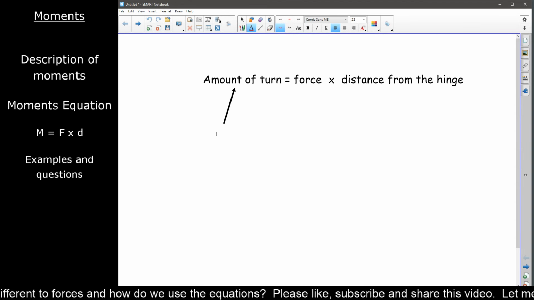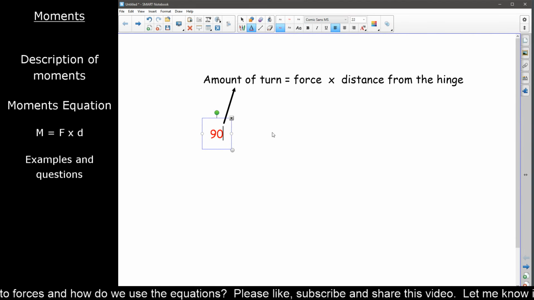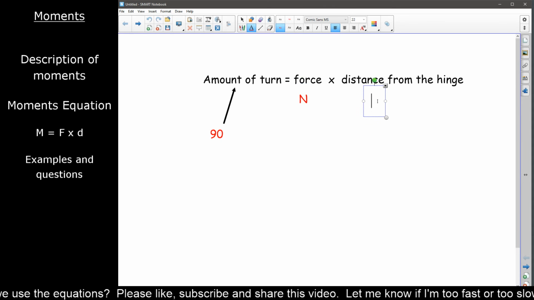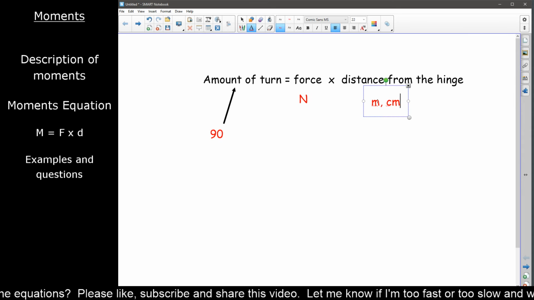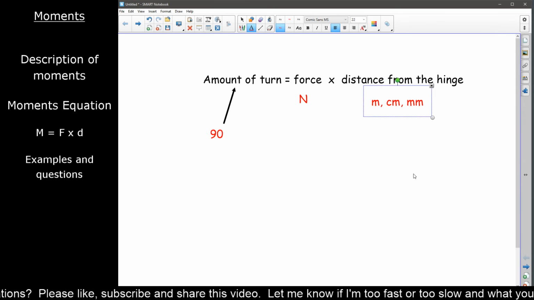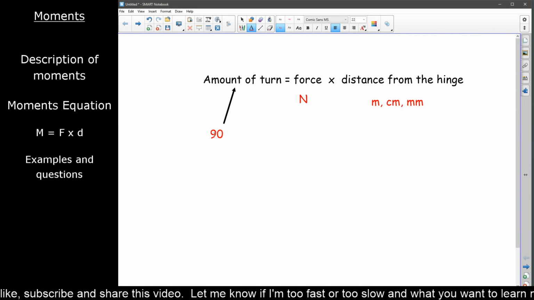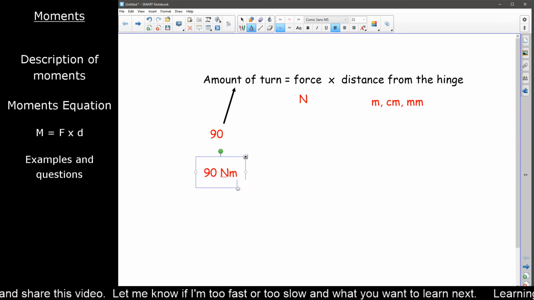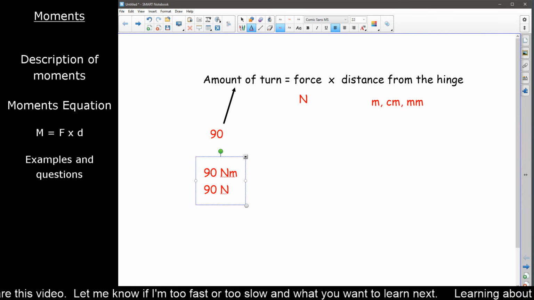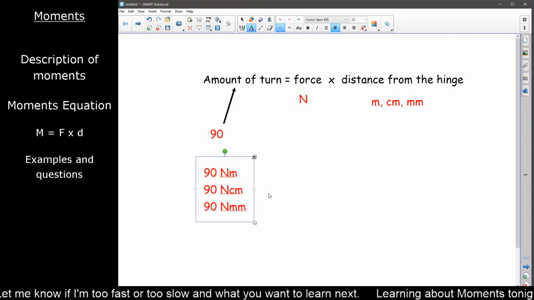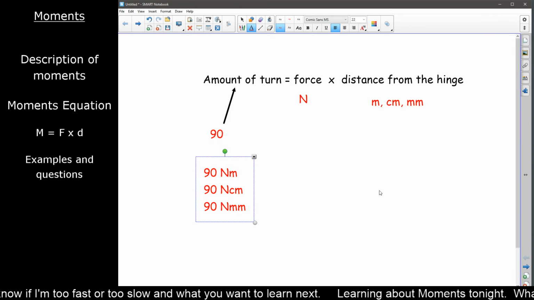If I want to open the door, I need to produce 90 turn. Okay, whatever that happens to be. Now my force would be measured in newtons. My distance from the hinge would be measured in meters or centimeters or millimeters, I suppose. Force has to be in newtons. Distance, we can be a wee bit flexible on. Which means that my amount of turn would be either 90 newton meters, 90 newton centimeters, I'm pulling 90 out of the air here, it could be any number, or 90 newton millimeters, depending on what we used our distance from.